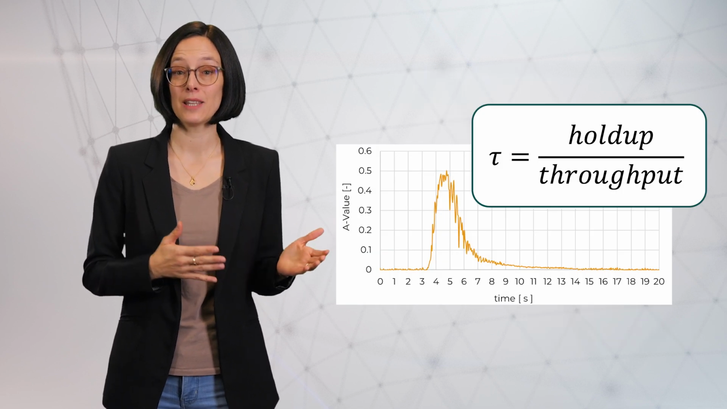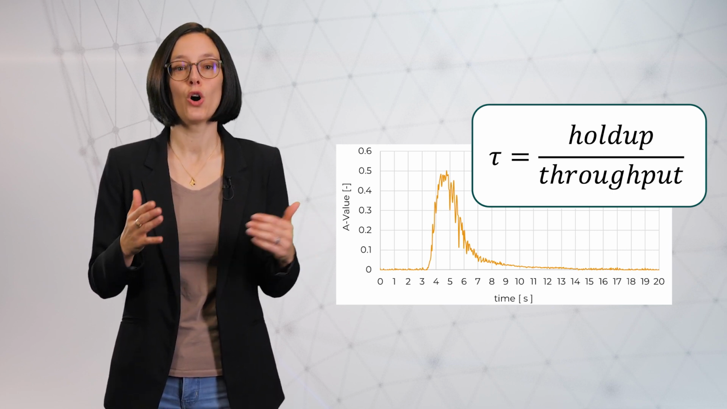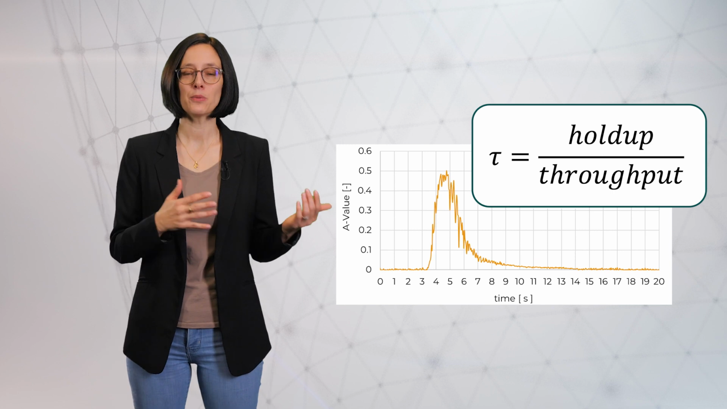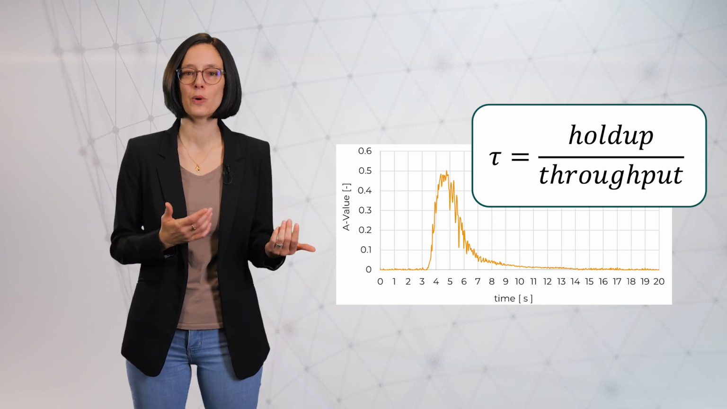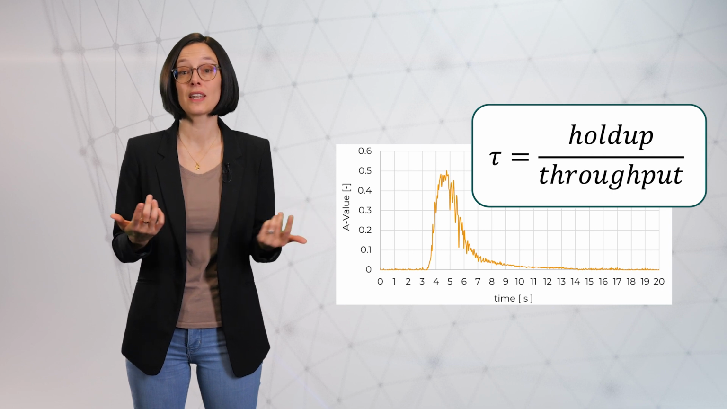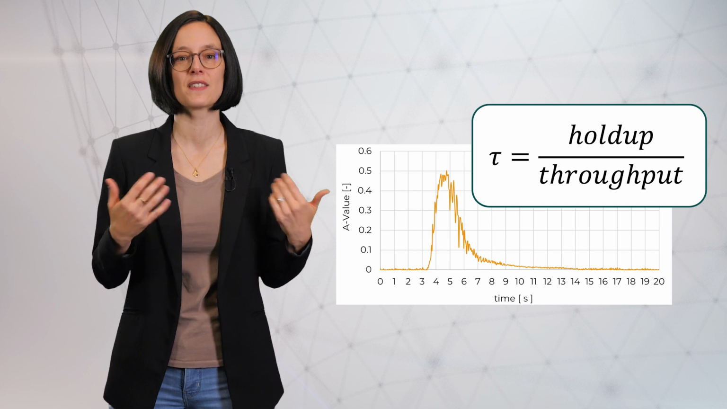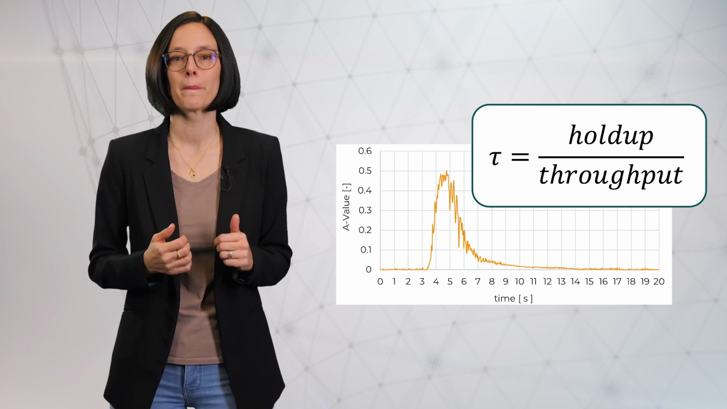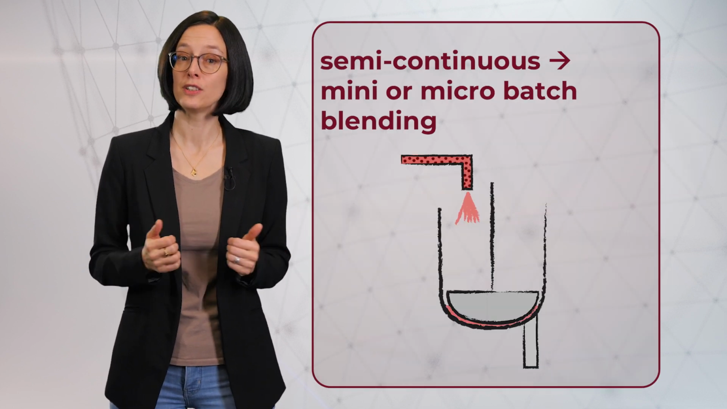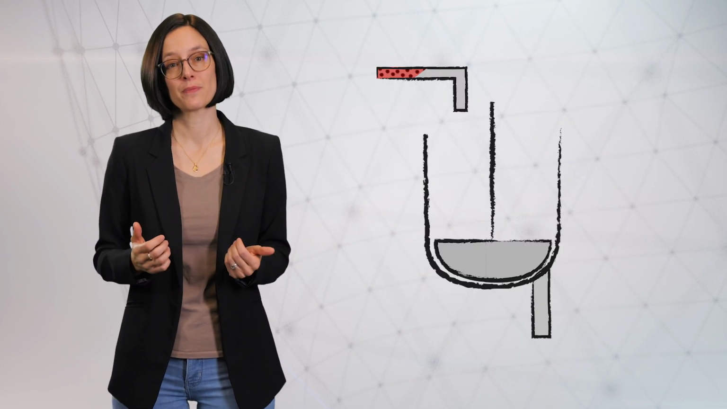The blending time in these continuous blenders depends on the residence time of the material in the blender. Like we have learned, the residence time is influenced by the throughput and the holdup in the blender. So it cannot be set independently. Usually residence times are in the several seconds range. These were the truly continuous blenders. Let's now look at the semi-continuous blender types.